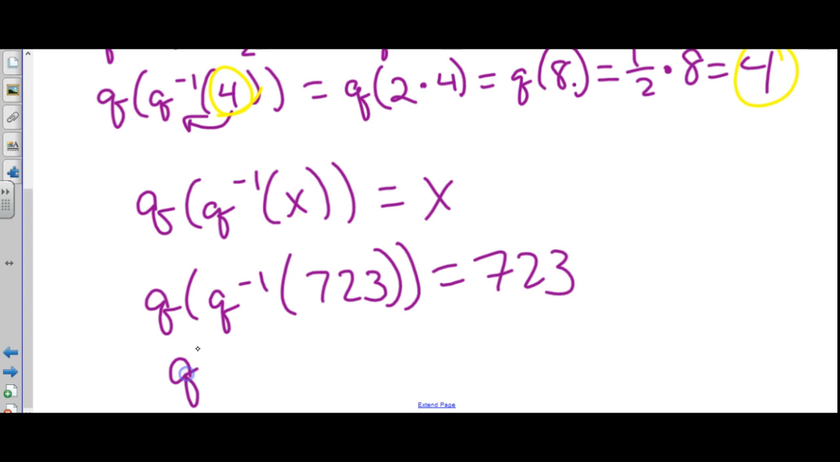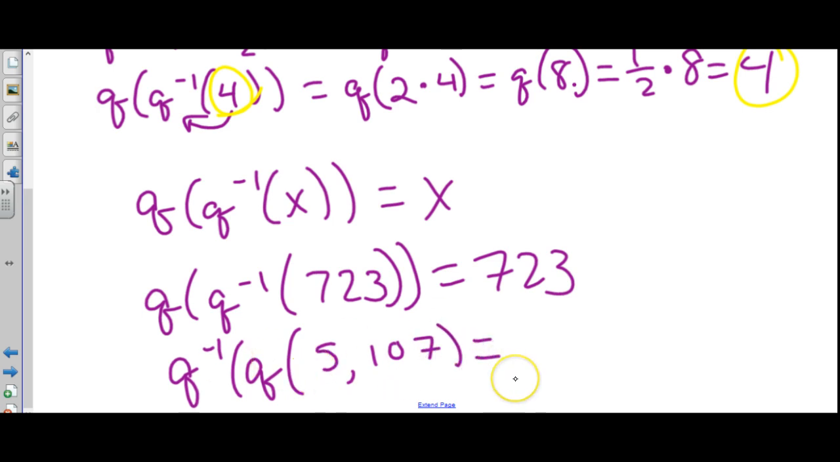Or I could flip it and say q inverse of q of 5107. Well, again, I don't really need the functions for this. I just say, oh, those are opposites. They get rid of each other. I just am left with 5107. So that ends our discussion on inverses.